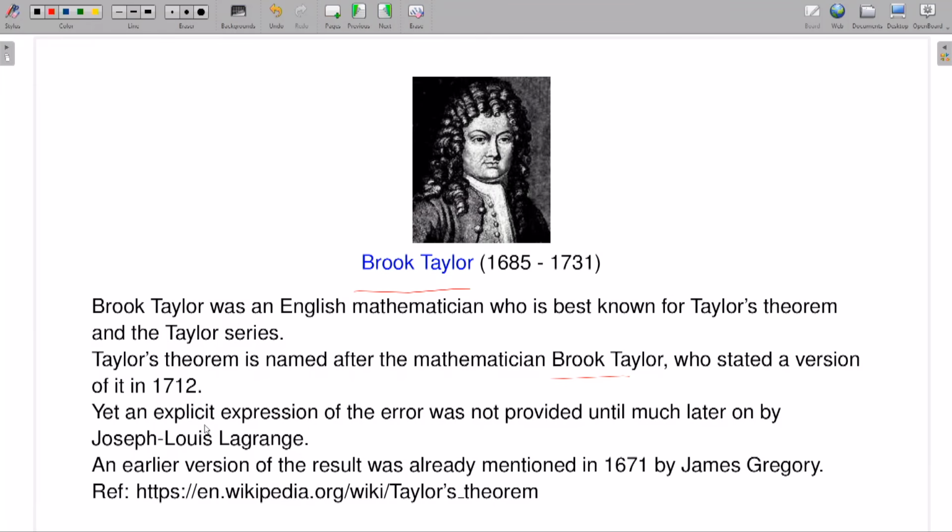Yet an explicit expression of the error was not provided until much later, by Lagrange. If you remember in your real analysis, you have Taylor's theorem and the Taylor remainder. Then there is another form of remainder that is called the Lagrange form of remainder. So these are the things I am talking about. For more information, you can just go to Wikipedia. You will find long discussions of the mathematician Taylor.